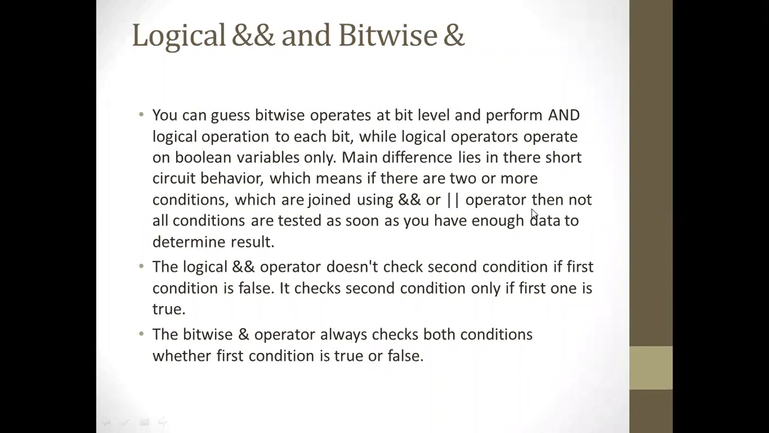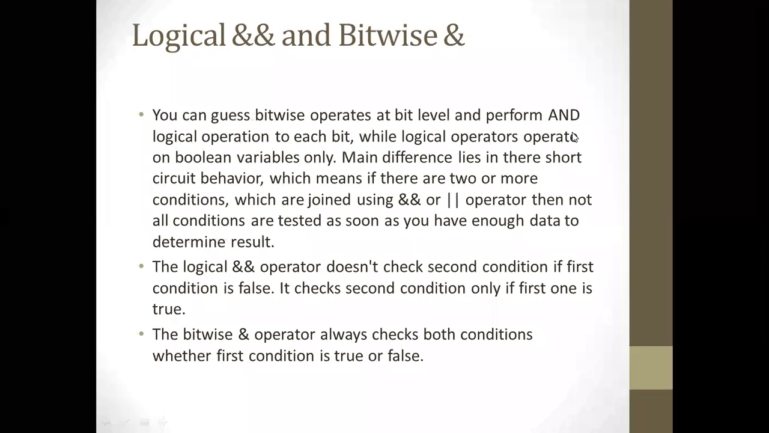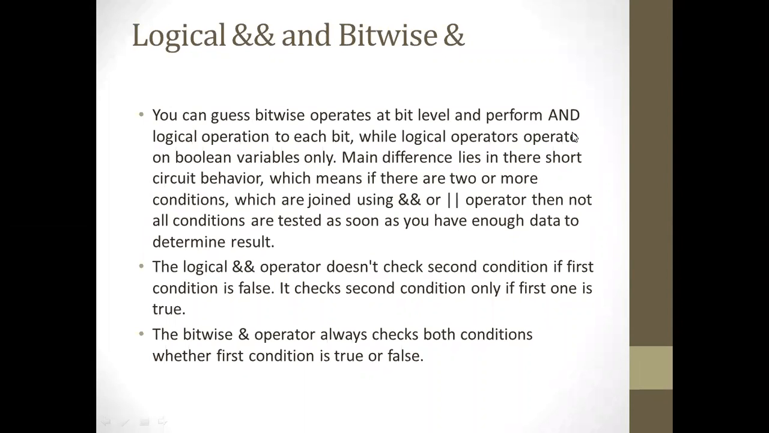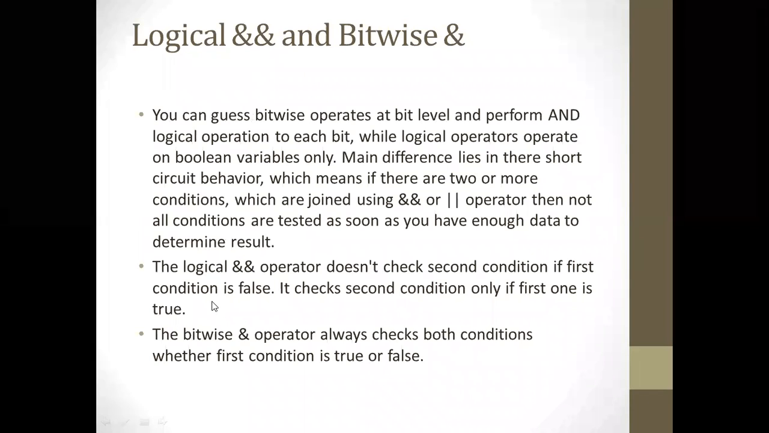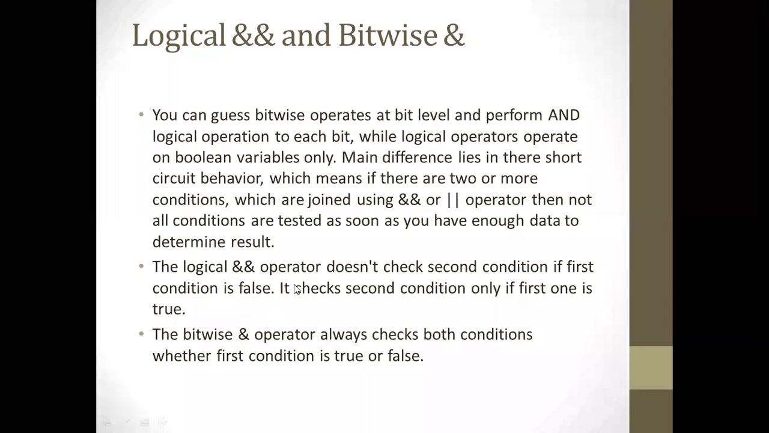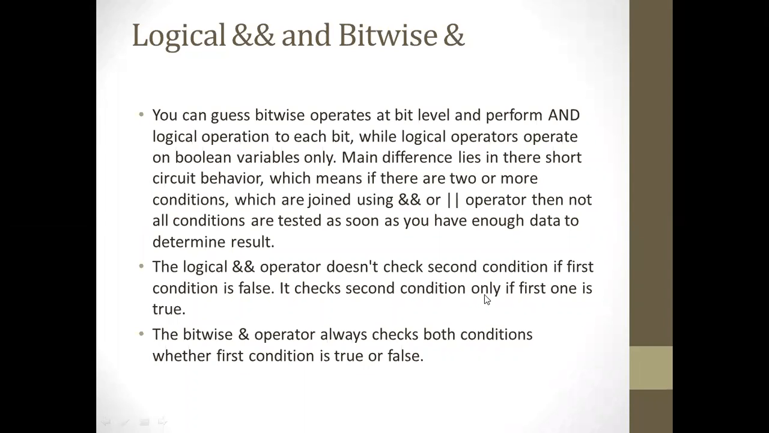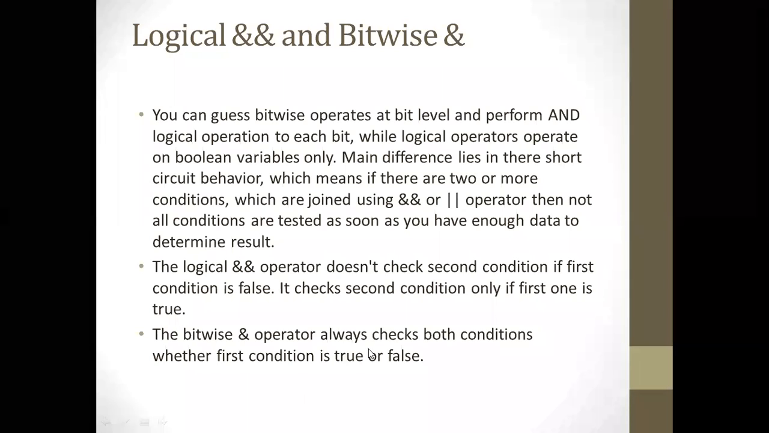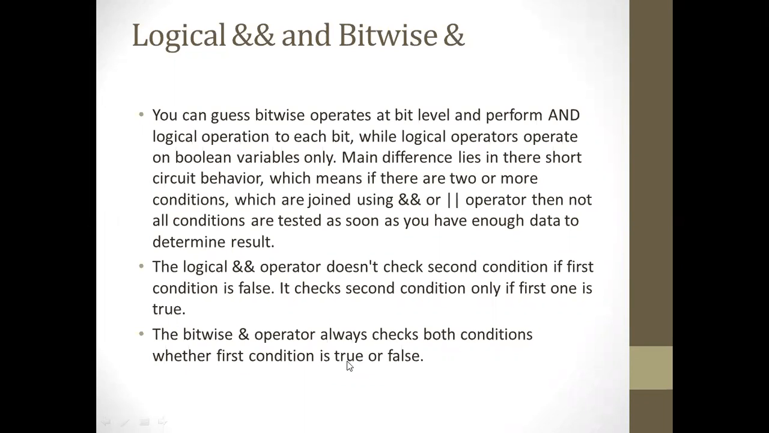Now there is another question that is asked in case of Java: what is the difference between the logical AND and the bitwise AND? The logical AND operator doesn't check the second condition if your first condition is false. It is required in case of a logical operator that your first condition should be true, then only it will check the next condition. But bitwise AND doesn't execute like this. It always checks both conditions, whether the first condition is true or false.